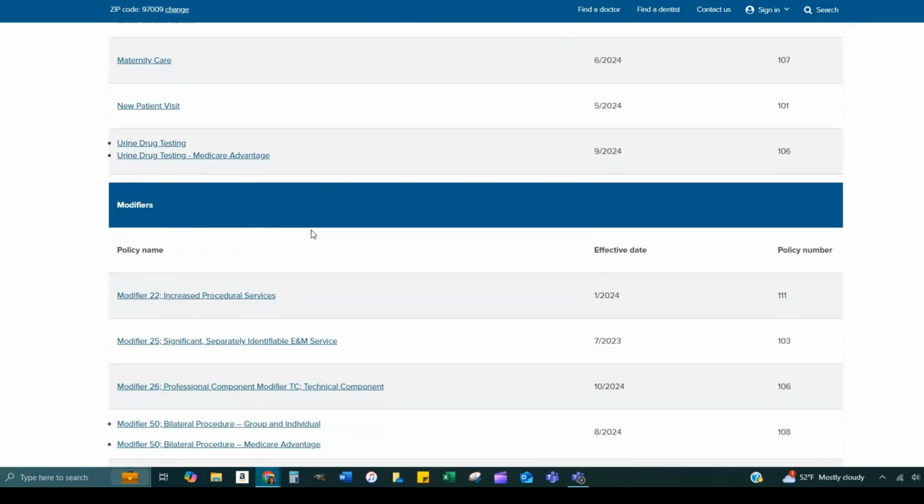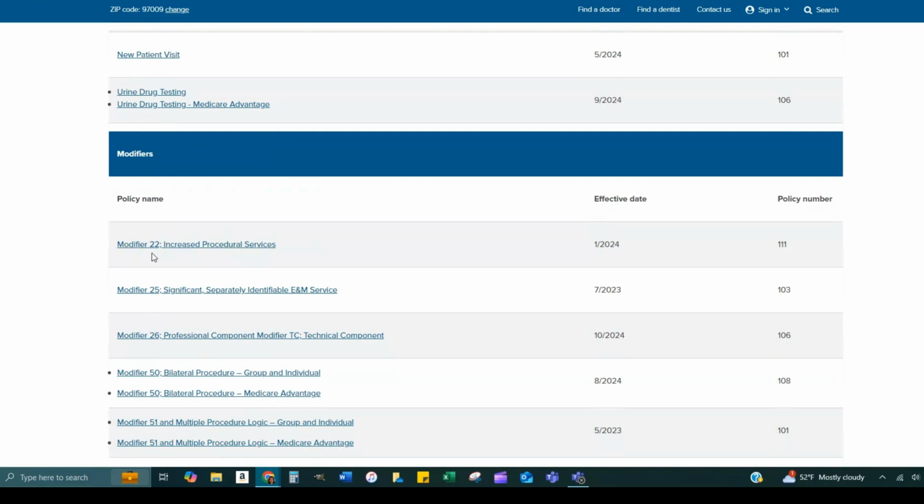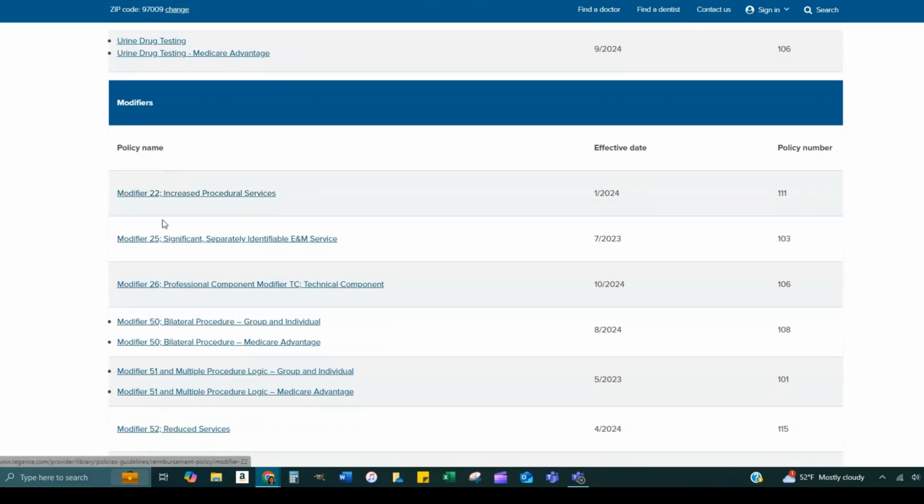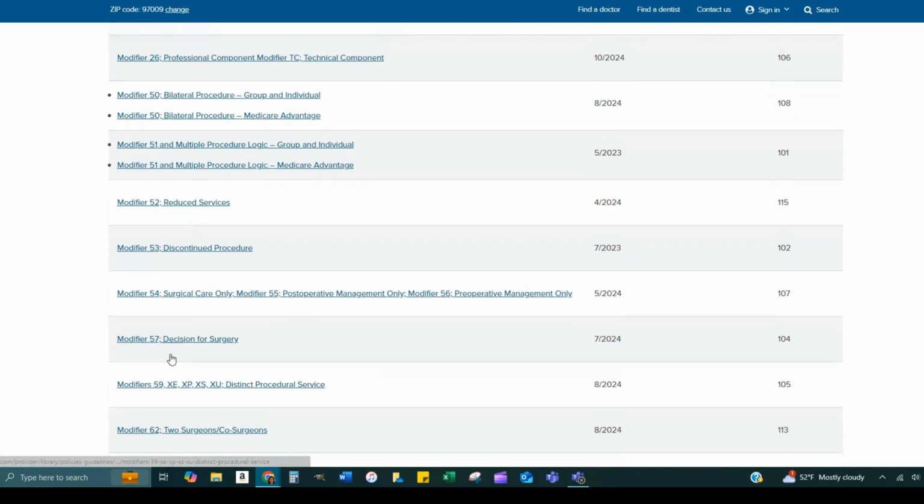There's a whole category of modifiers. This is wonderful. And look, it even breaks it down by the modifier and it's in numerical order. Fan-freaking-tastic.